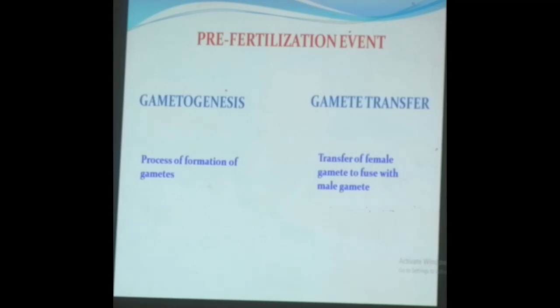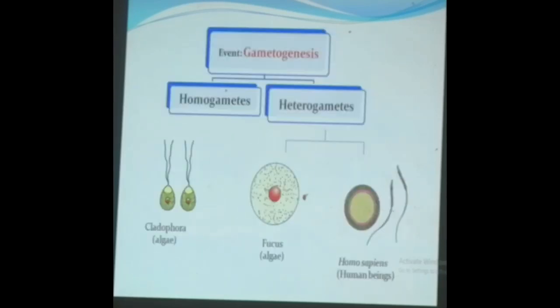In some cases, consider algae, both the gametes are similar to each other. There is no differentiation as such that we can see. One example quoted here is Cladophora. These gametes which resemble each other, which are similar to each other, are named homogametes.